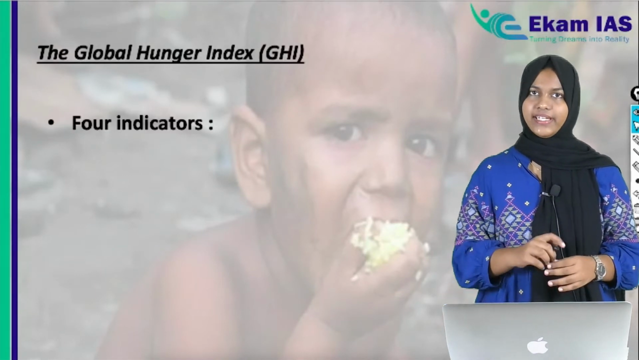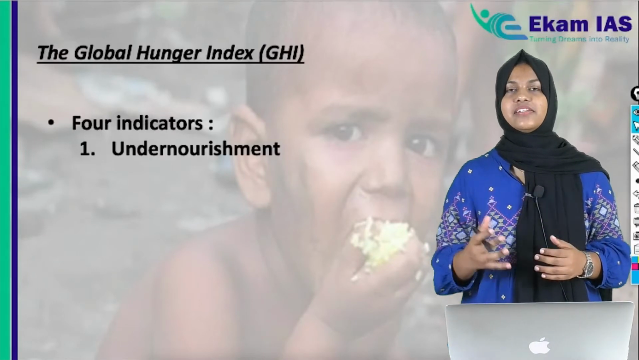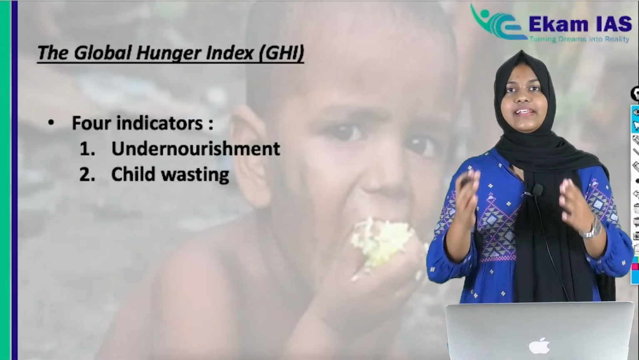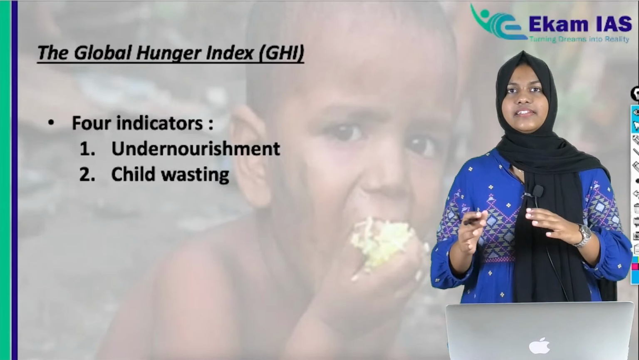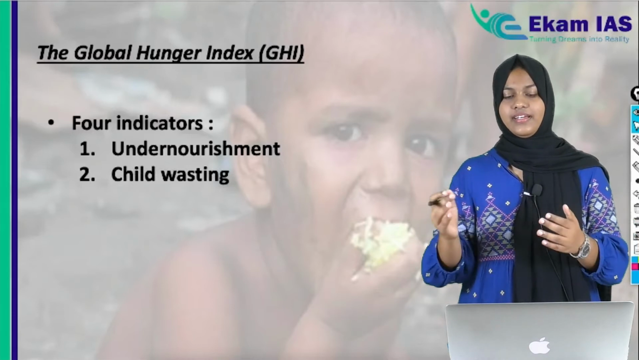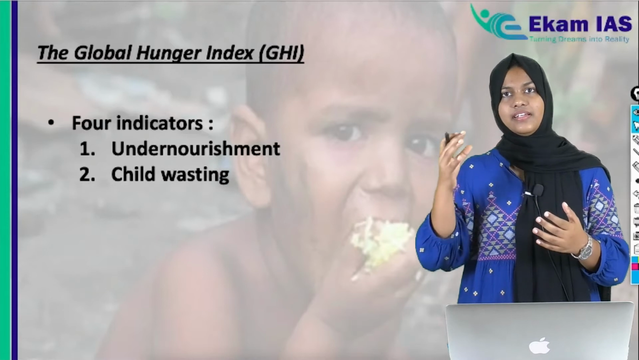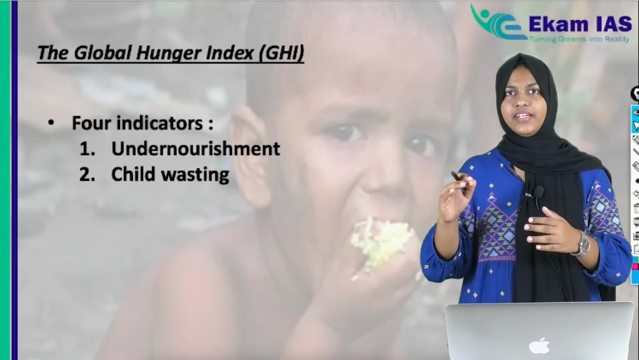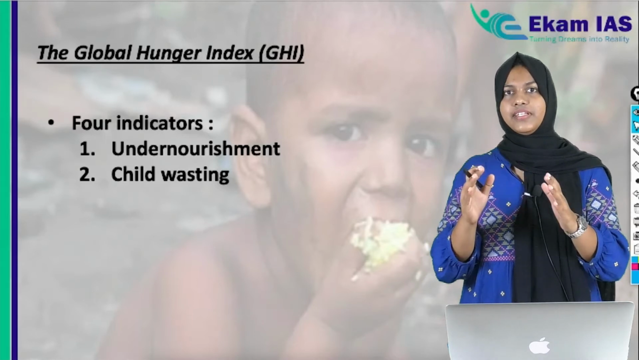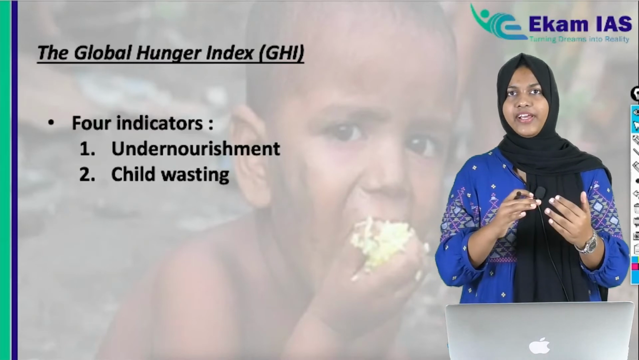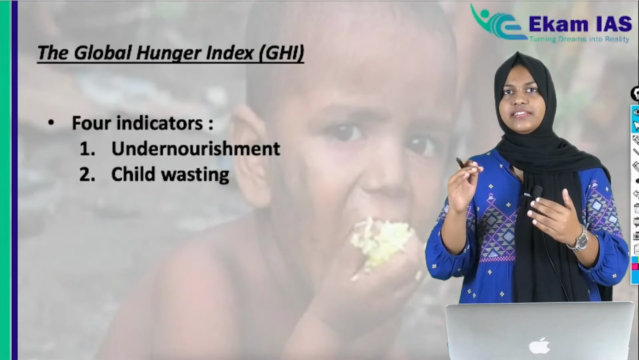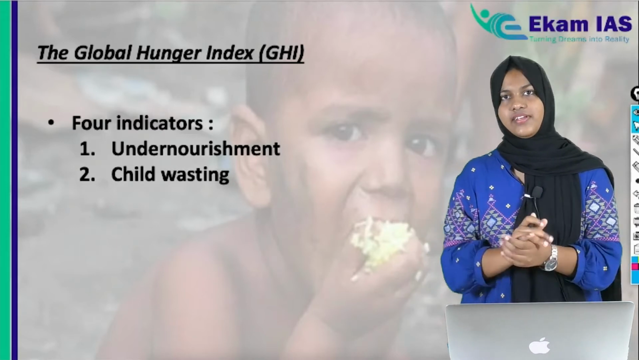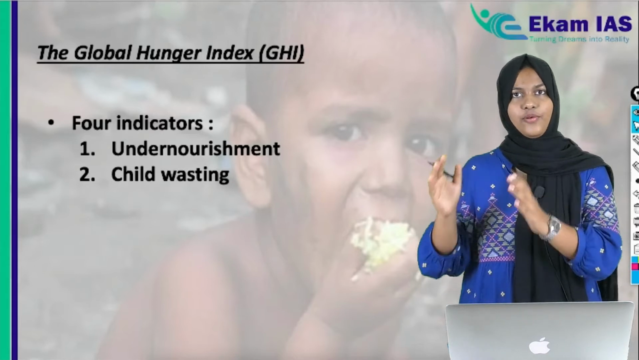They use 4 indicators. First one is undernourishment. It measures the proportion of the population that is having less nourishment or nutrition in their food. The second indicator is child wasting. It is related to height relative to weight. This indicator is based on children aged below 5. There is an ideal weight for a child below 5. If that particular child is not reaching that height for their weight, then that is child wasting. That is in relation to height and weight.